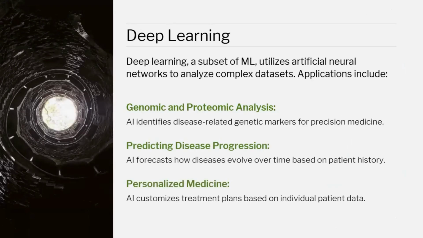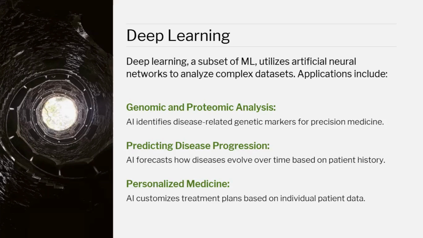Now, there is a term which is called deep learning. Deep learning is a subset of ML, machine learning, and it's very simple terminology from the name itself. It utilizes artificial neural networks to analyze complex data. Means it goes very deep inside the data. It applies the logic also, and very complicated results can be taken out through deep learning.